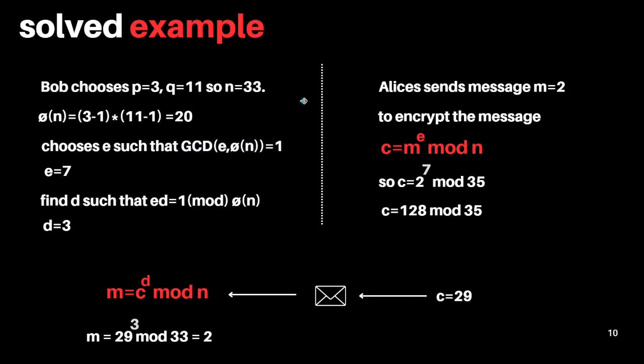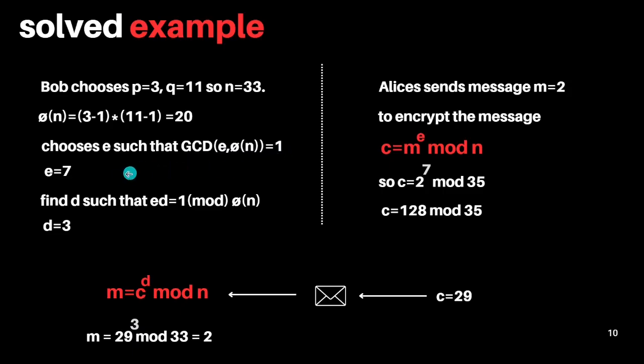And Bob chooses e such that GCD of e, phi of n = 1. I already said we can choose any e such that GCD of e, phi of n should be 1. So we can choose 7, such that 7 and 20 are relatively prime, where their GCD is 1. You can choose another e value, if it satisfies GCD of e, phi = 1, then you can choose that e also.